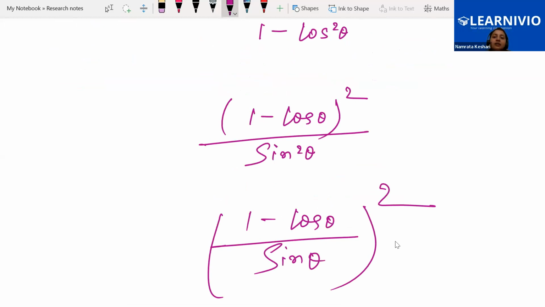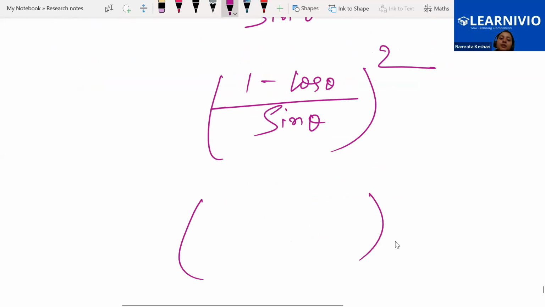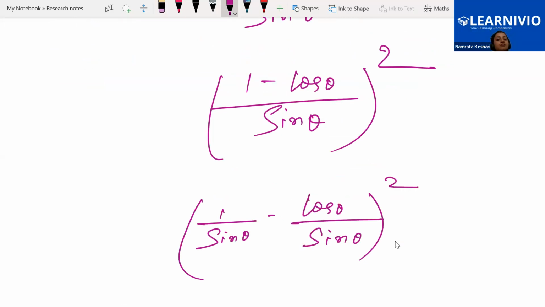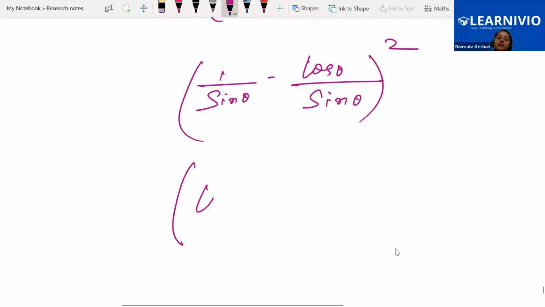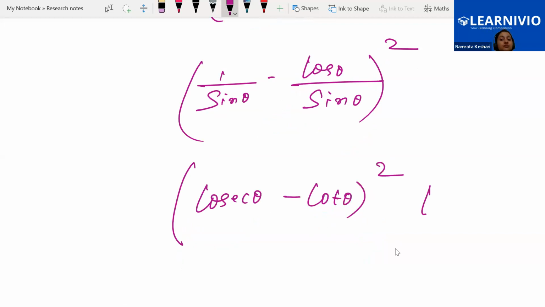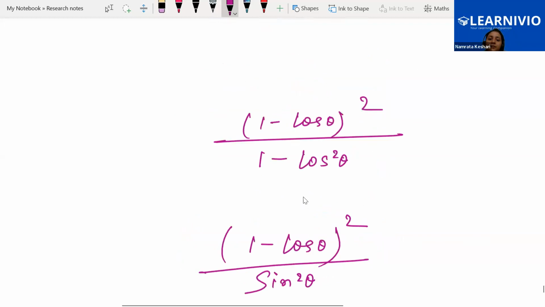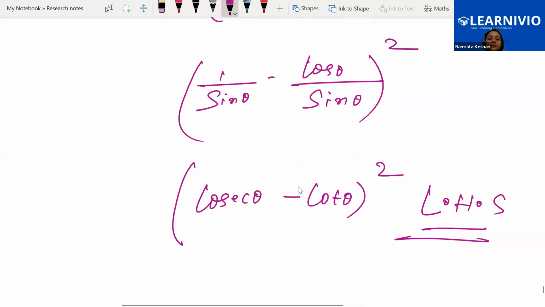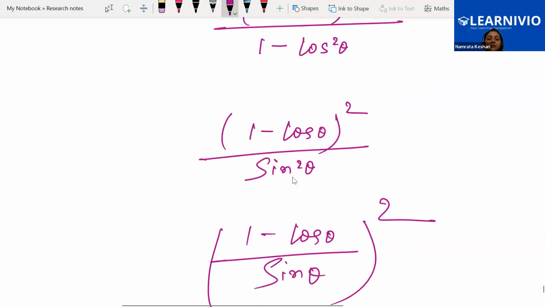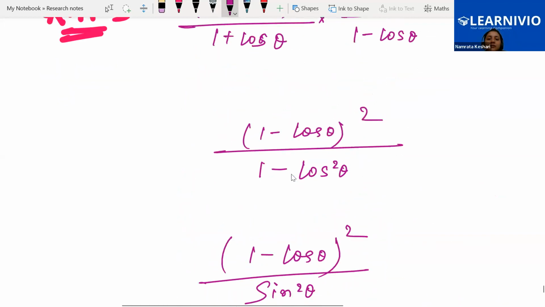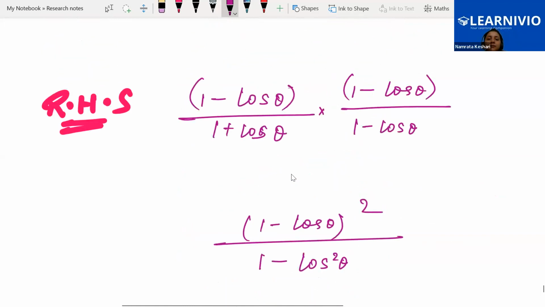And the part inside the bracket can be written as 1 by sine theta minus cos theta by sine theta, just the reverse process of taking the LCM. Everything has power 2. And 1 by sine means cosec theta minus cot theta square, and hence we ended up getting the left hand side. Tell me yes or no. Are you getting it?